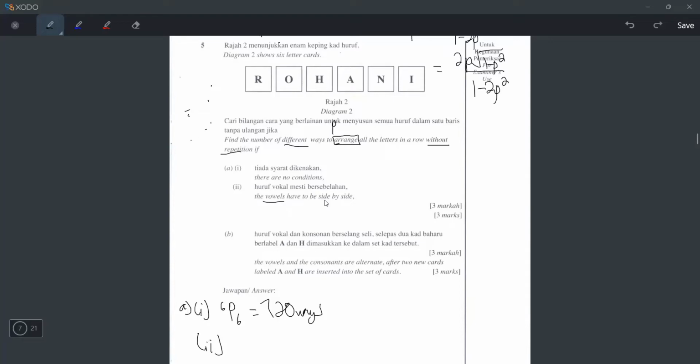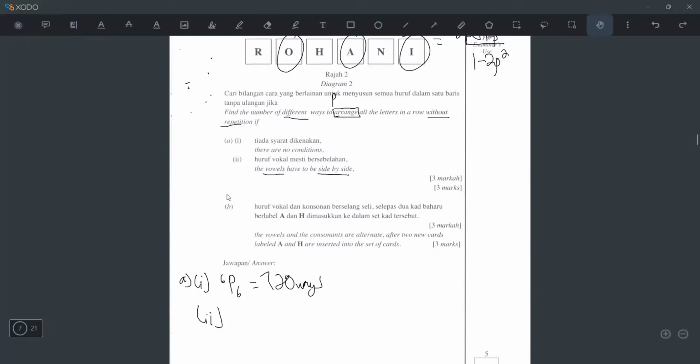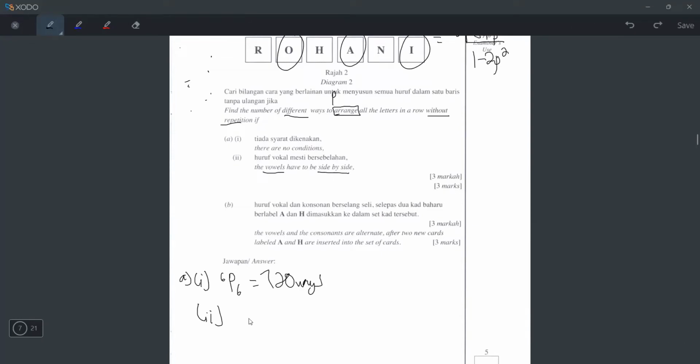For question number 2, they say find the number of different ways to arrange without repetition if the vowels have to be side by side. So the vowels are the O, the A and the I, right? So vowels have to be side by side, right? So let's draw it out. Okay, so 6 letters, 1, 2, 3, 4, 5, 6.